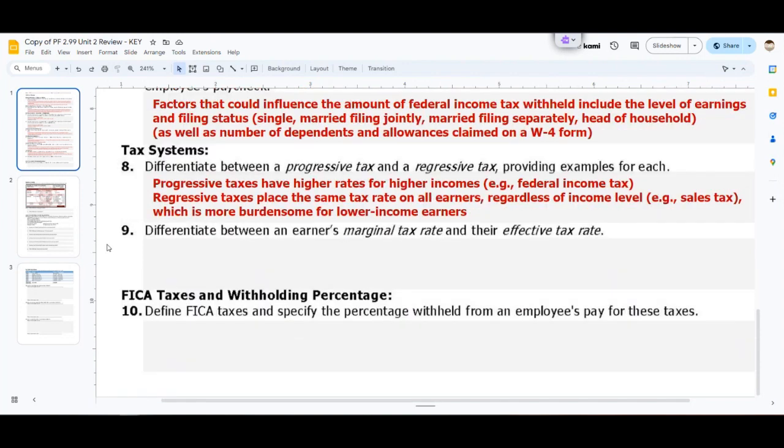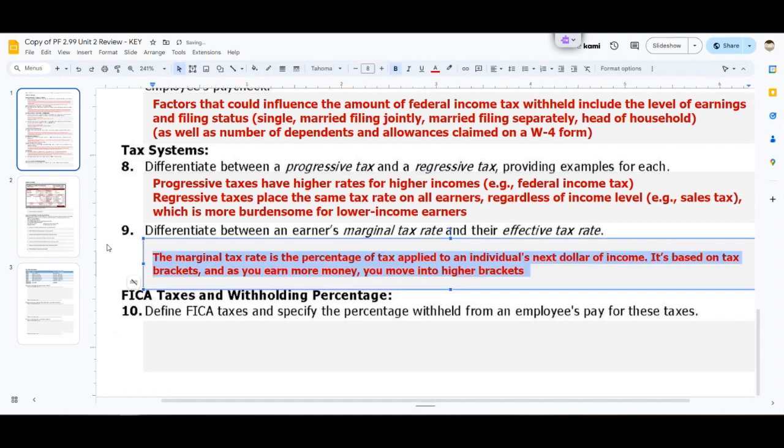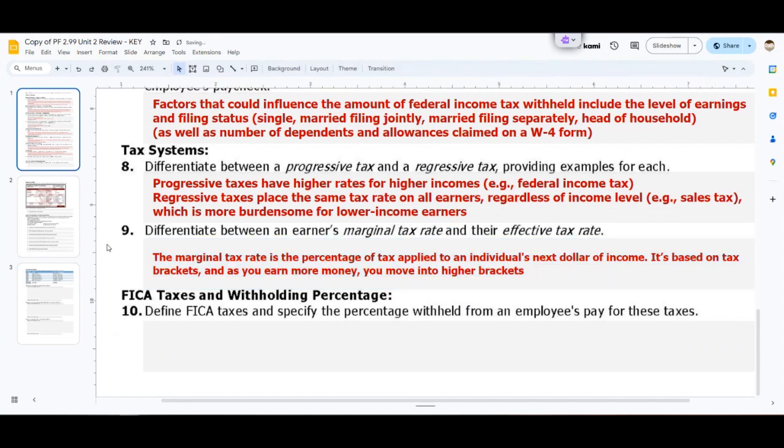All right, number 9, differentiate between a marginal tax rate and an effective tax rate. So the marginal tax rate is the last tax bracket that your earnings fall into. Remember, marginal means additional. So it's the percentage that the last additional dollar that you earned was taxed at. With progressive taxes, as your earnings go up, you fall into higher and higher tax brackets and those percentages go up. Whatever that last bracket is, that's your marginal tax rate.